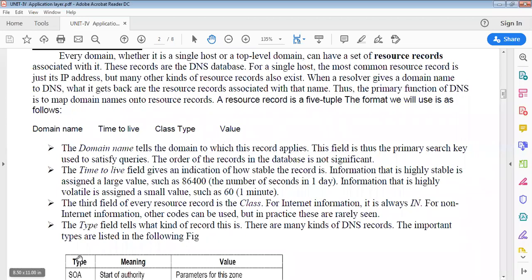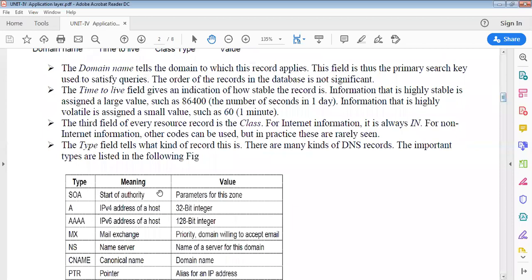We'll understand what are the different type, meaning, and value we have. The third field of every resource record is the class. For internet information, it is always IN. So the class column will always have the value IN. For non-internet information, other codes can be used, but for our syllabus the class will always consist of IN. Then we have the type field, which tells what kind of record this is. So let us understand how the tuple will consist of the different types: type, meaning, and value.